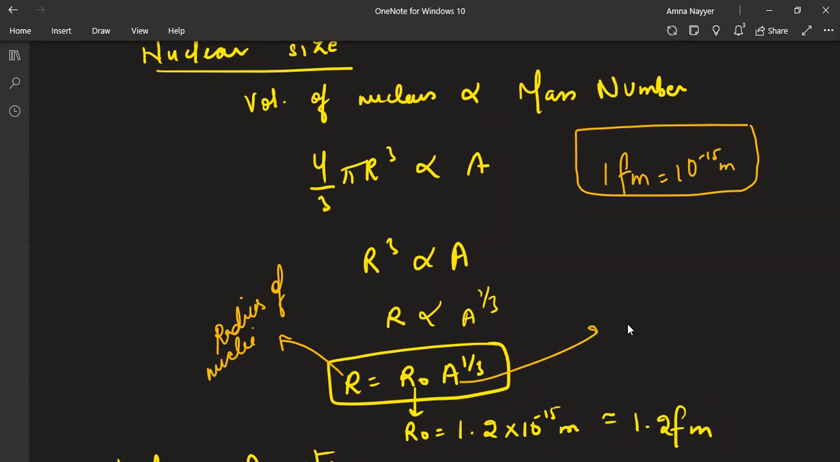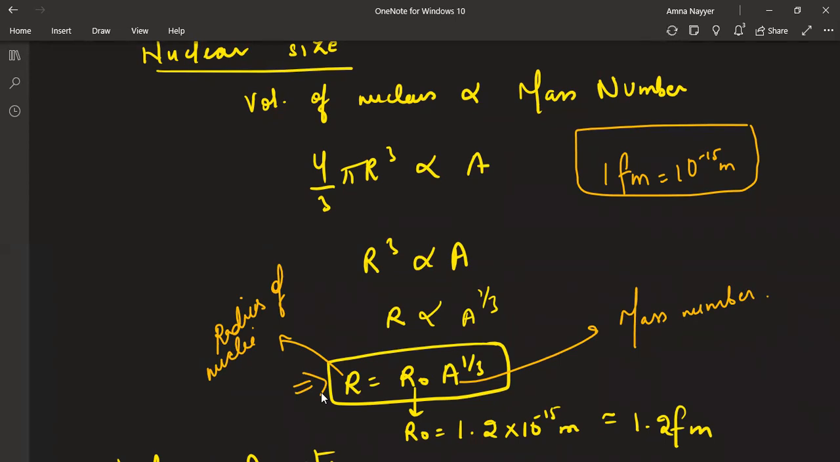And A is the mass number, and R naught is this constant. So this formula is used. Very easy questions come from this part. I'll tell you what type of questions come, but before that, one more thing, nuclear density.